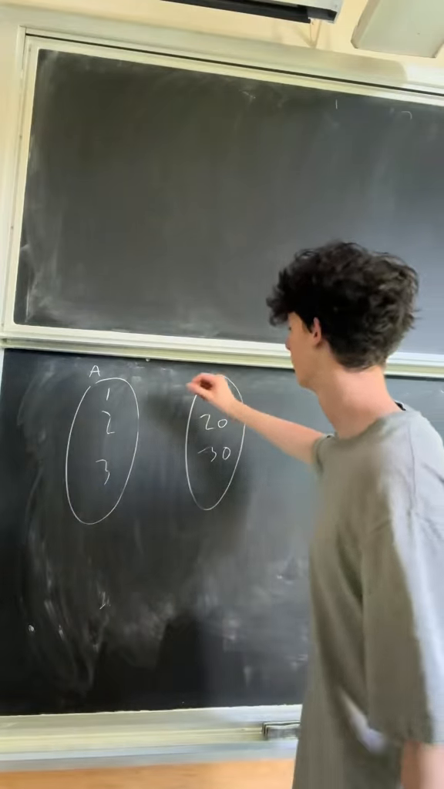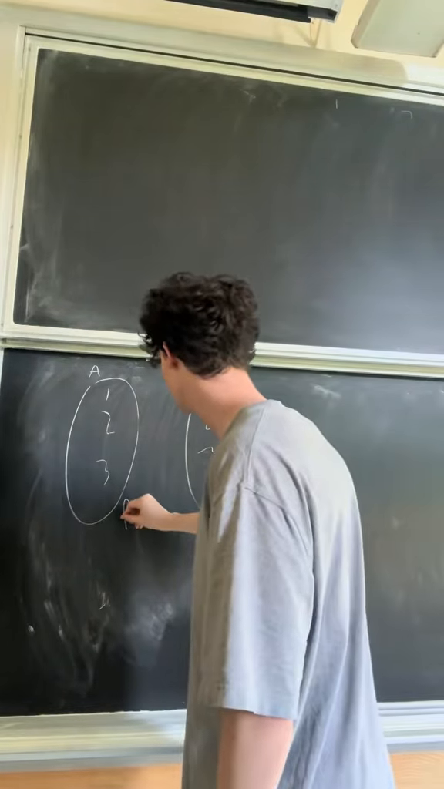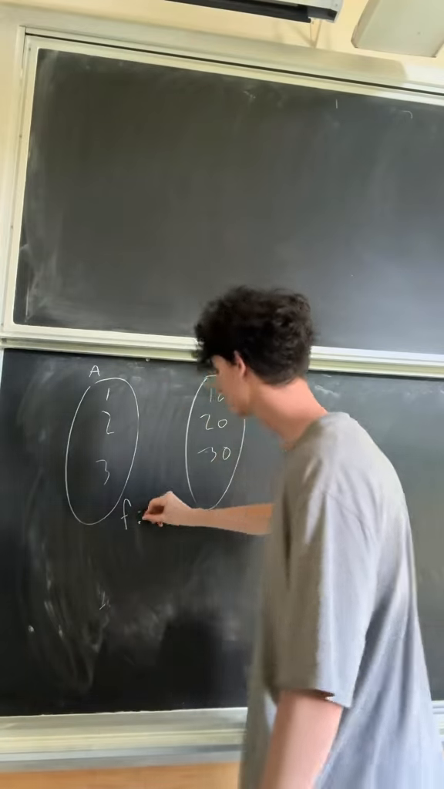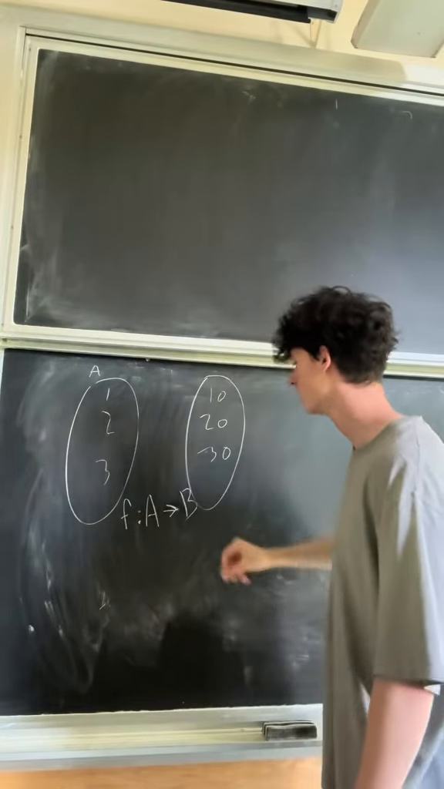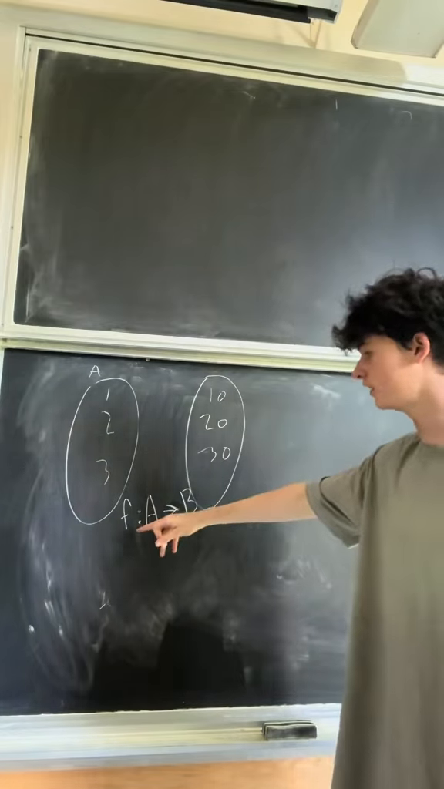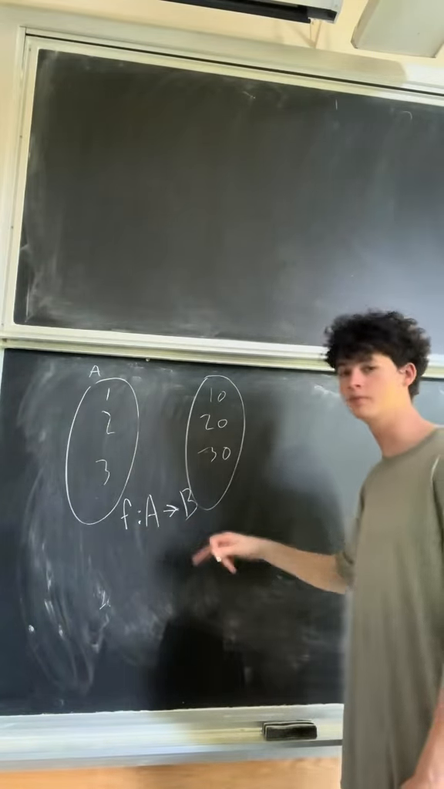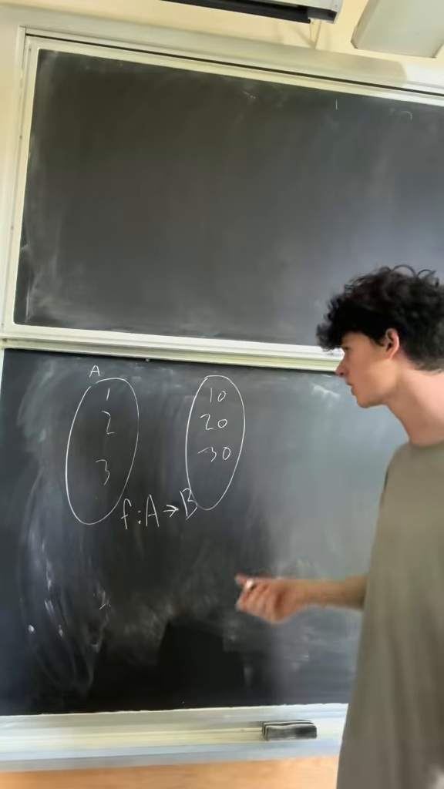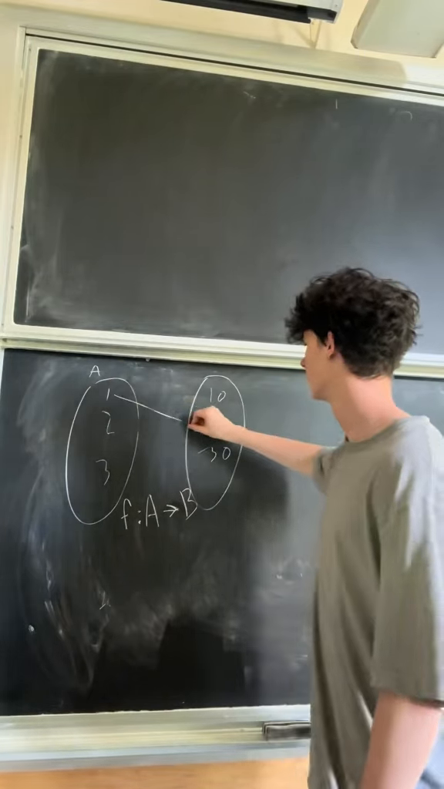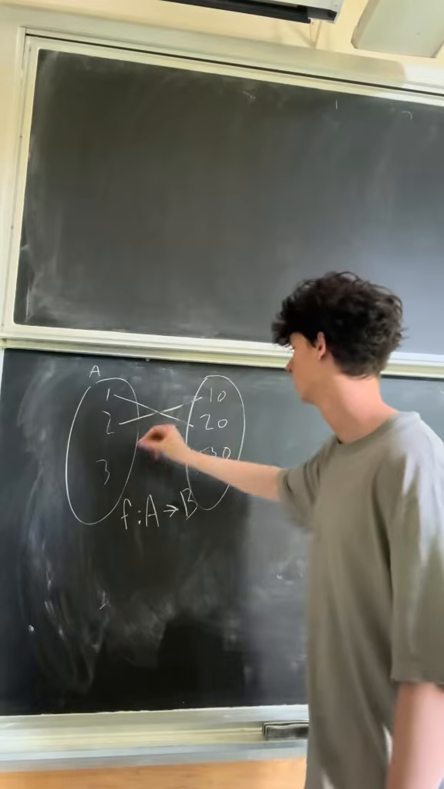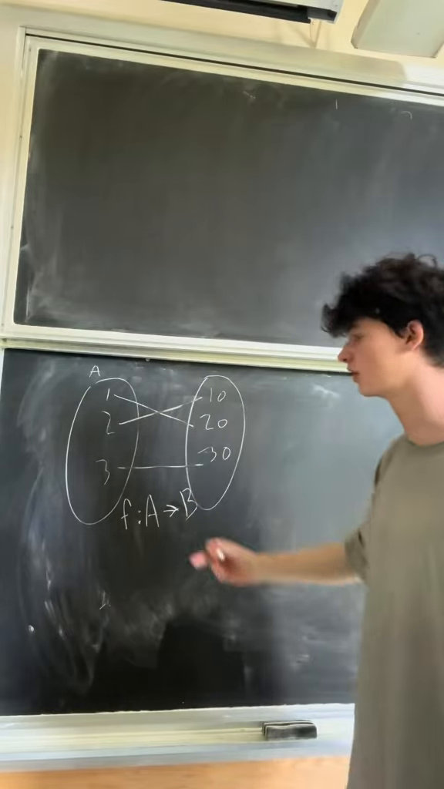So our function here, f, is going to map elements from A to B. This is the notation for defining a function that maps elements from A to B. And we can explicitly define what exactly f does. If we just say, hey, 1 maps to 20, 2 maps to 10, 3 maps to 30. Okay, this is a function, all right?